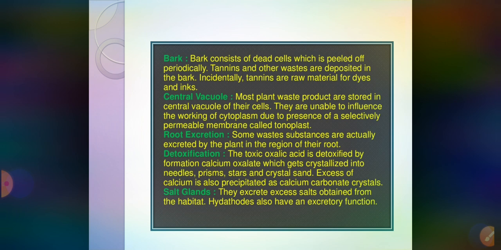Next one, bark. The bark is nothing but the outer covering of the stem. The bark consists of dead cells which are peeled off periodically. Tannins and other wastes are deposited in the bark. Incidentally, tannins are raw materials for dyes and inks. So these are commercial products that we can get from the plants. The waste products which are stored in the plants may not be useful for the plants, but they are exploited by us for various purposes.